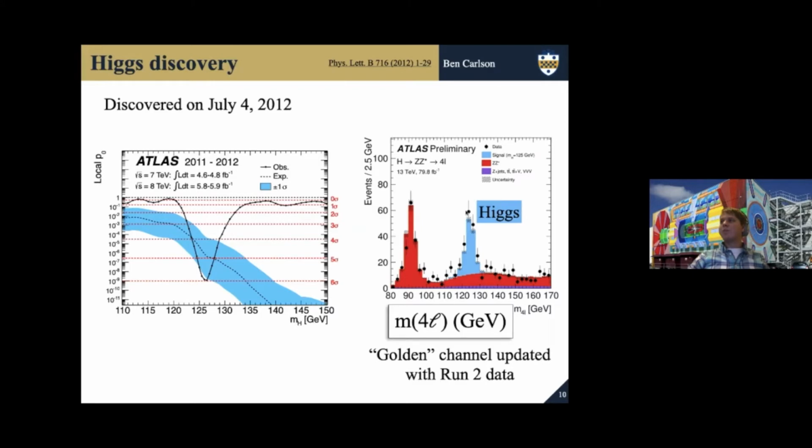And the black points are the data, showing you that there's a particle that's not described by the other parts of the standard model, excluding the Higgs. And so there's an easy way to see that there's a new particle there. And this is updated with a little bit more recent data after the discovery.